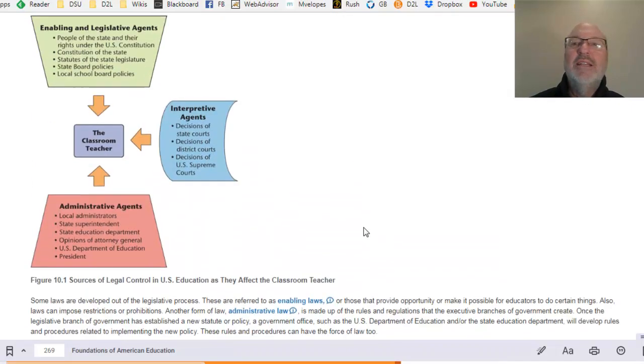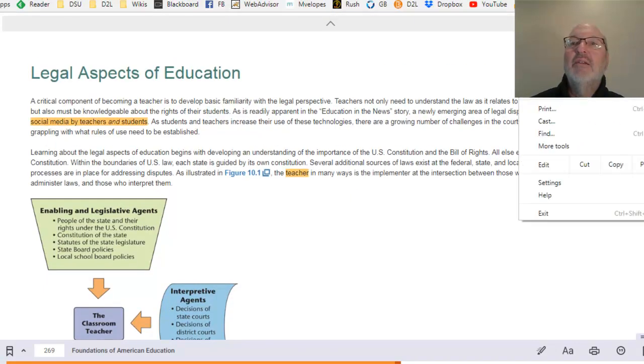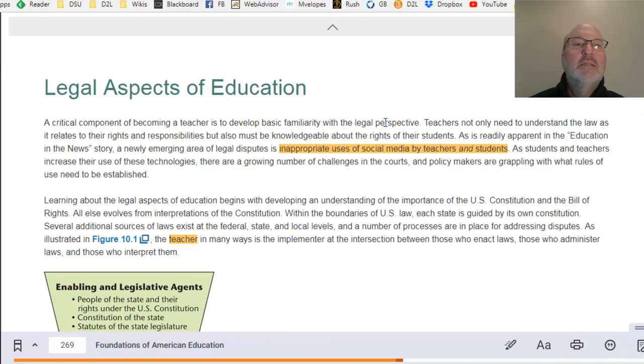So what are the legal aspects? Legal aspects of education. A critical component of becoming a teacher is to develop basic family and legal perspectives. Teachers not only need to understand the law and related responsibilities, as is readily apparent in the education news story, new things are emerging, like inappropriate use of social media by teachers and students. And we already have landmark cases.